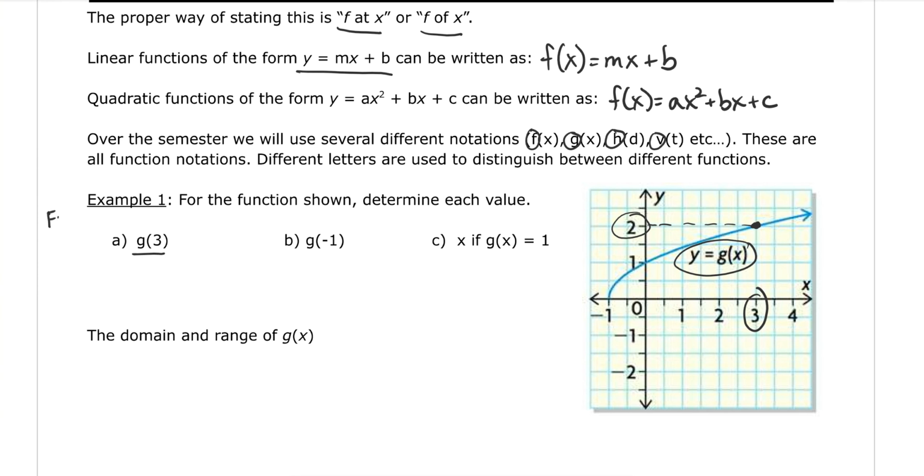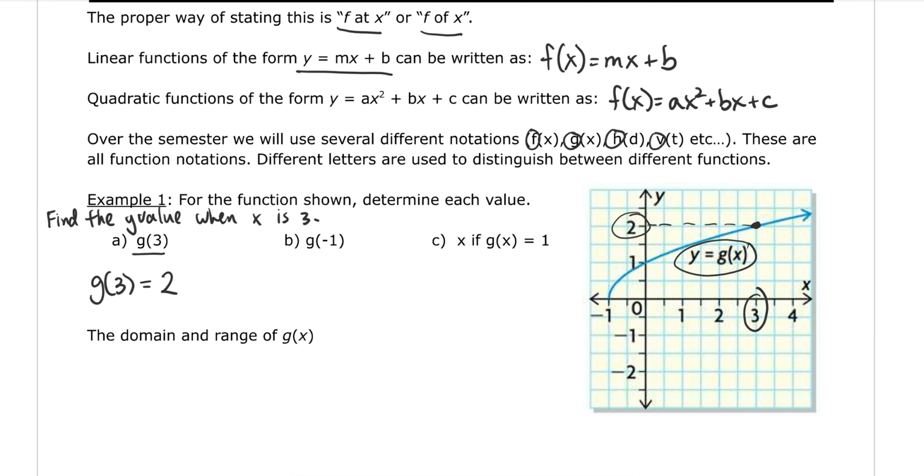So I'll write it here. So find the y value when x is 3. So why write out all those words when we've developed function notation that will tell us the same thing? So g of 3 or g at 3 is equal to 2.